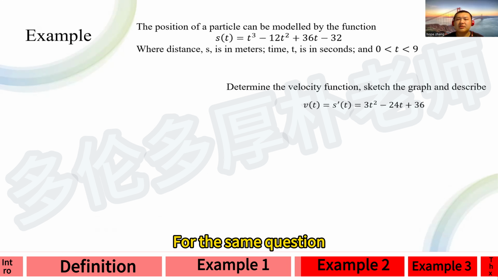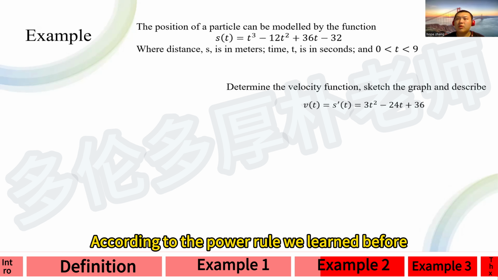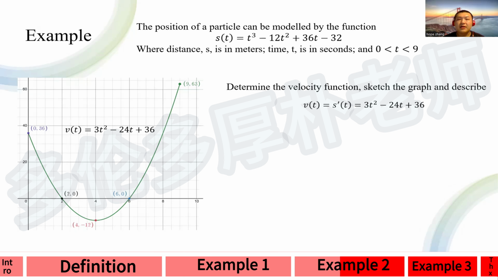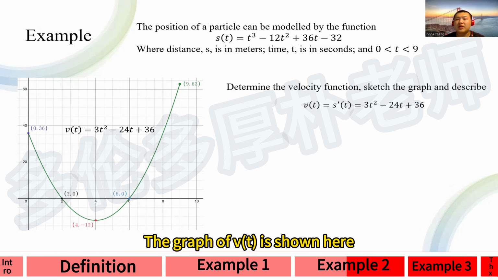Okay, let's continue. For the same question, determine the velocity function, sketch a graph, and describe the graph. According to the power rule we have learned before, we know v(t) is 3t squared minus 24t plus 36. The derivative of v(t) is shown here.